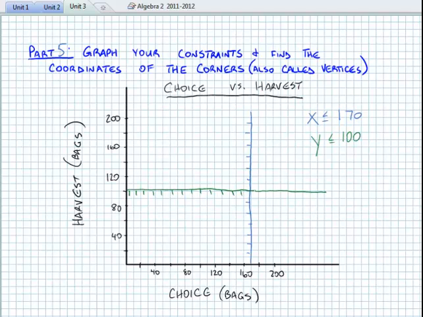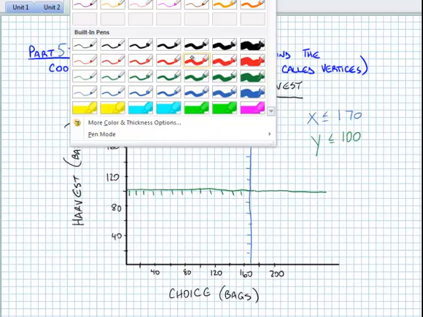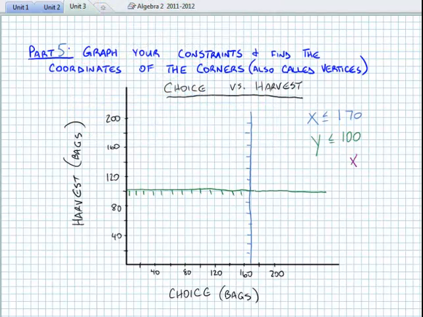Now, I'd say the most challenging of our constraints, our inequalities, was the one that was labeled x plus y has to be less than or equal to 200. Now we can easily graph that. We're just going to get y by itself. It says y is less than or equal to negative x plus 200. So that's not too bad.